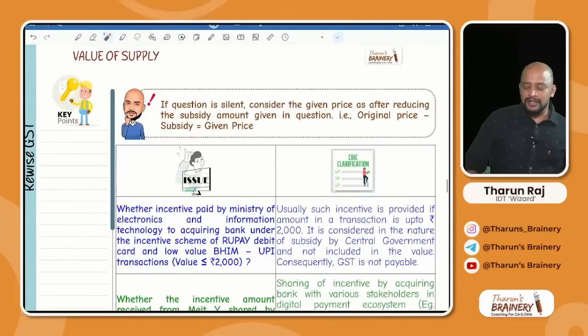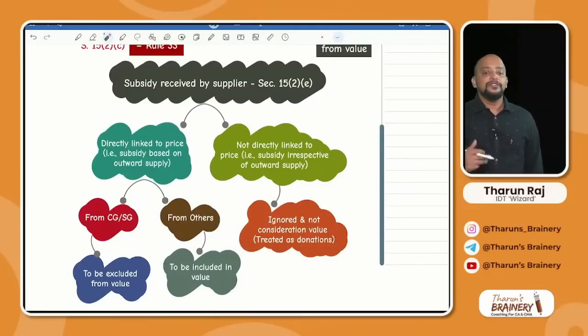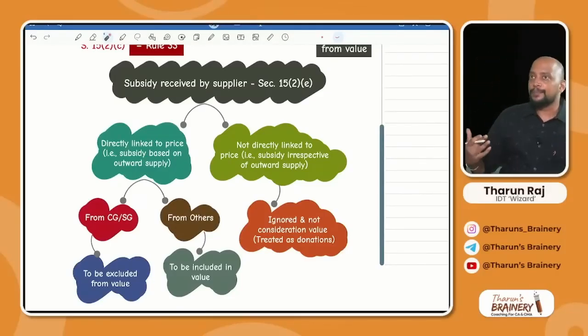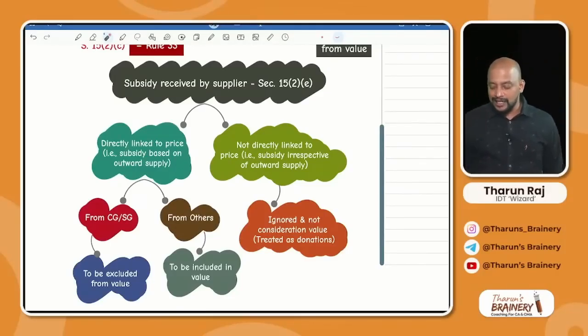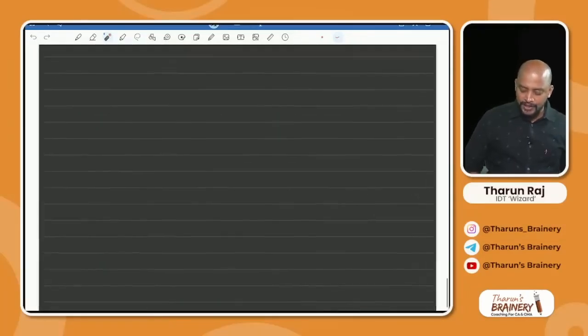Now when we do a question, what happens? There are two different treatments that are possible, view 1 and view 2. Depending upon the view, we need to accordingly change the answer. Okay, so you can make note of this question if you want.